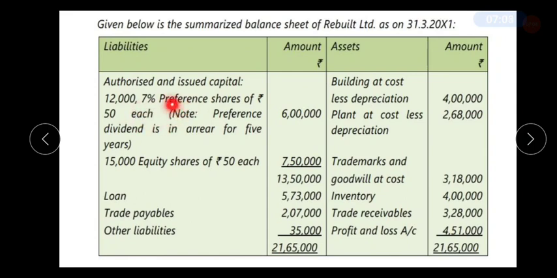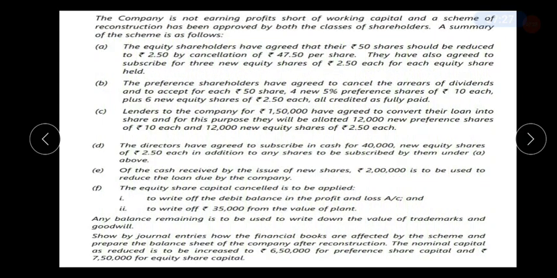And these preference shareholders are also going to get equity shares. How many equity shares? 6 equity shares for every one preference share, at the rate of 2.50. That is a face value.